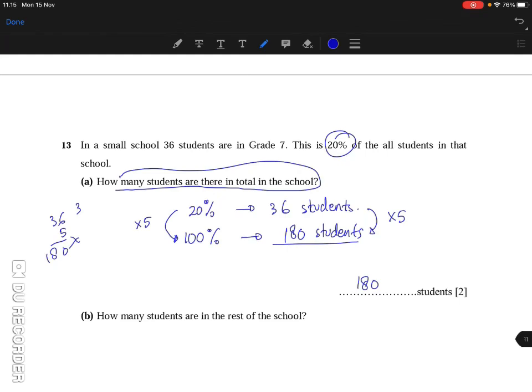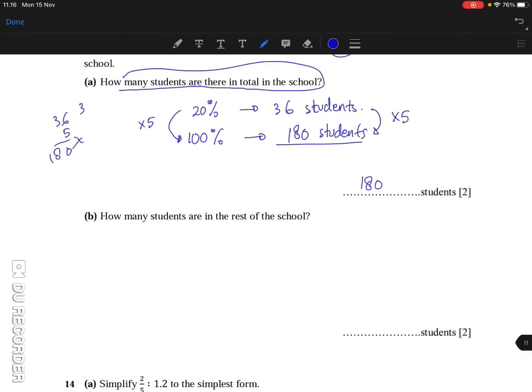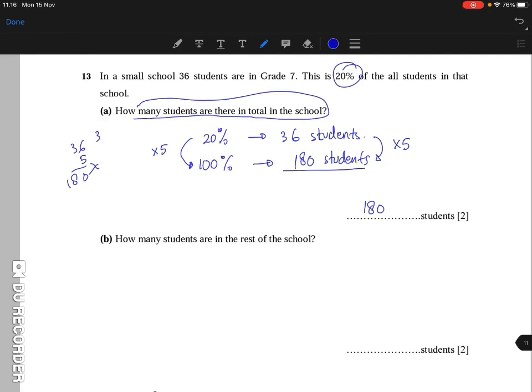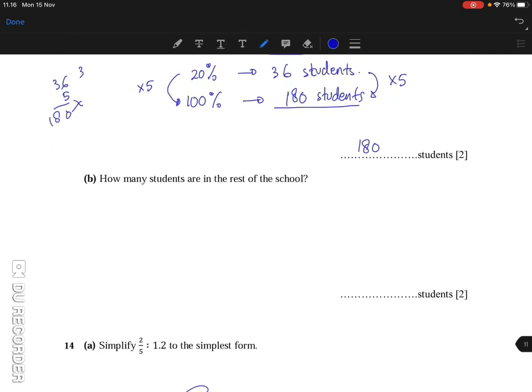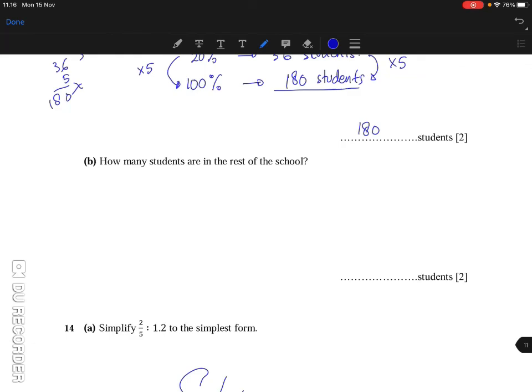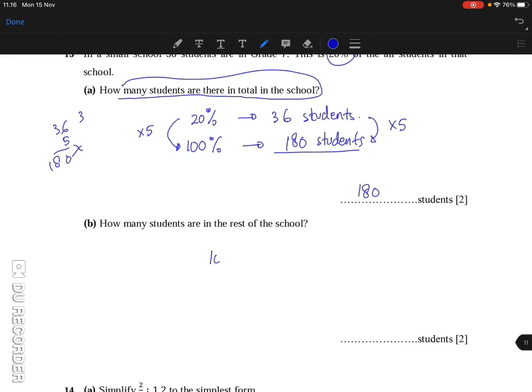Move on to B. How many students are there in the rest of the school? What do you mean? I don't get it. Alright, the total students is going to be 180, right? You need to find the rest of the students except for grade 7. It means you only need to minus this 180 by 36. So you will have 144 students.